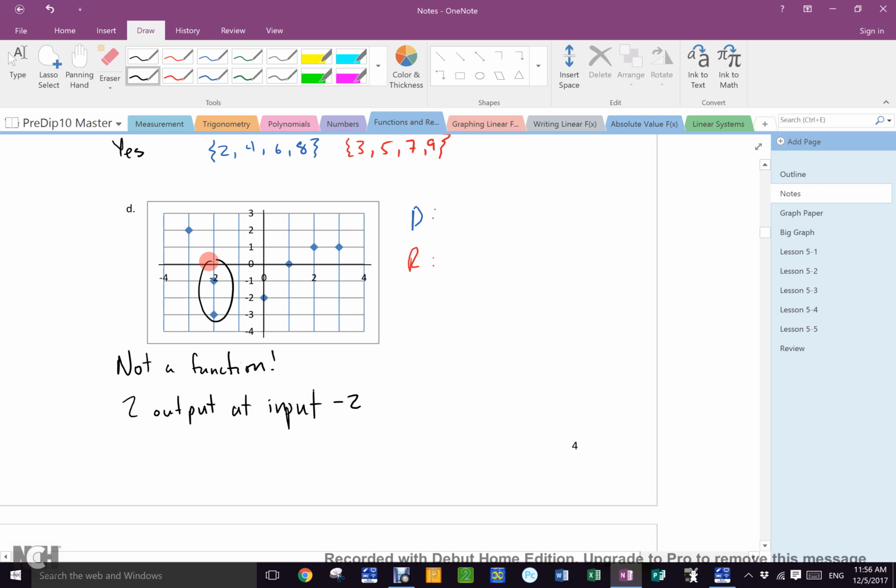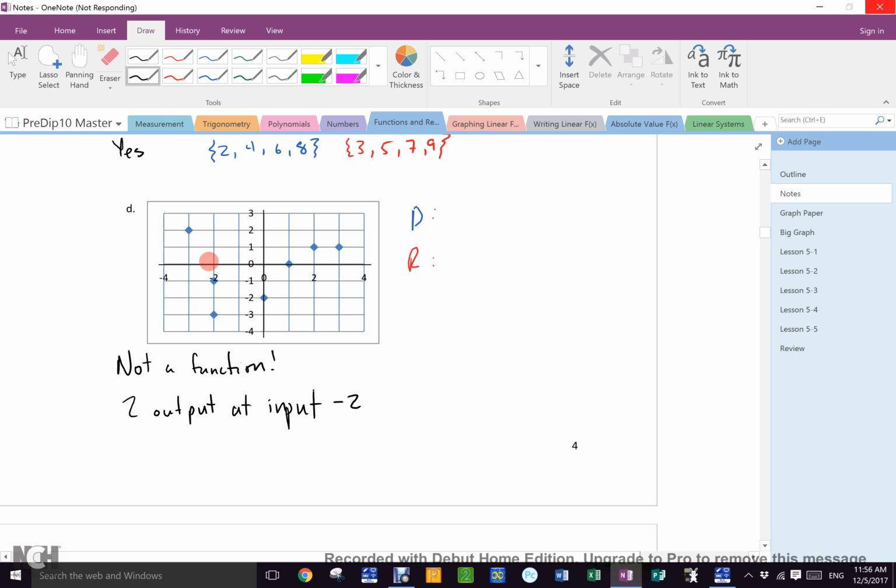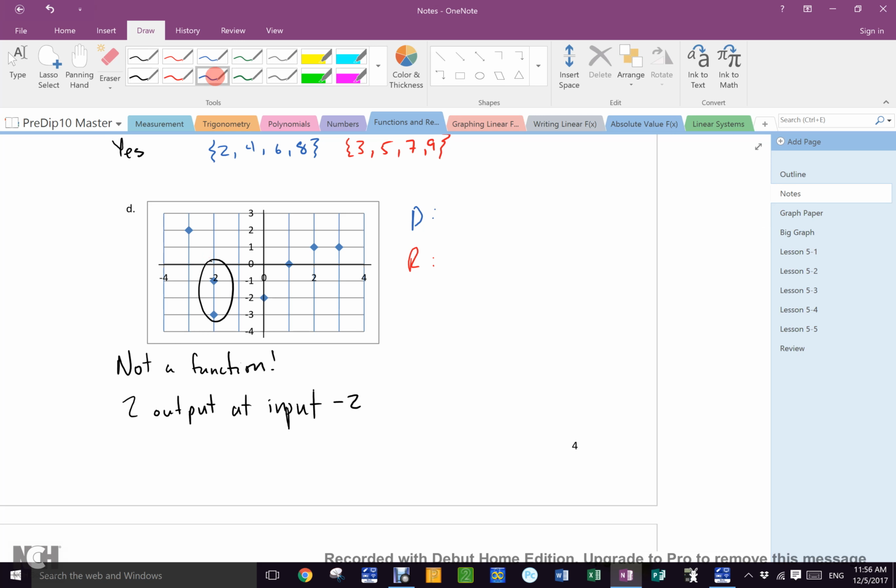So, what is the domain? -3, -2, 0, 1, 2, 3. What is the range? -3, -2, -1, 0, 1, 2. Nice work.